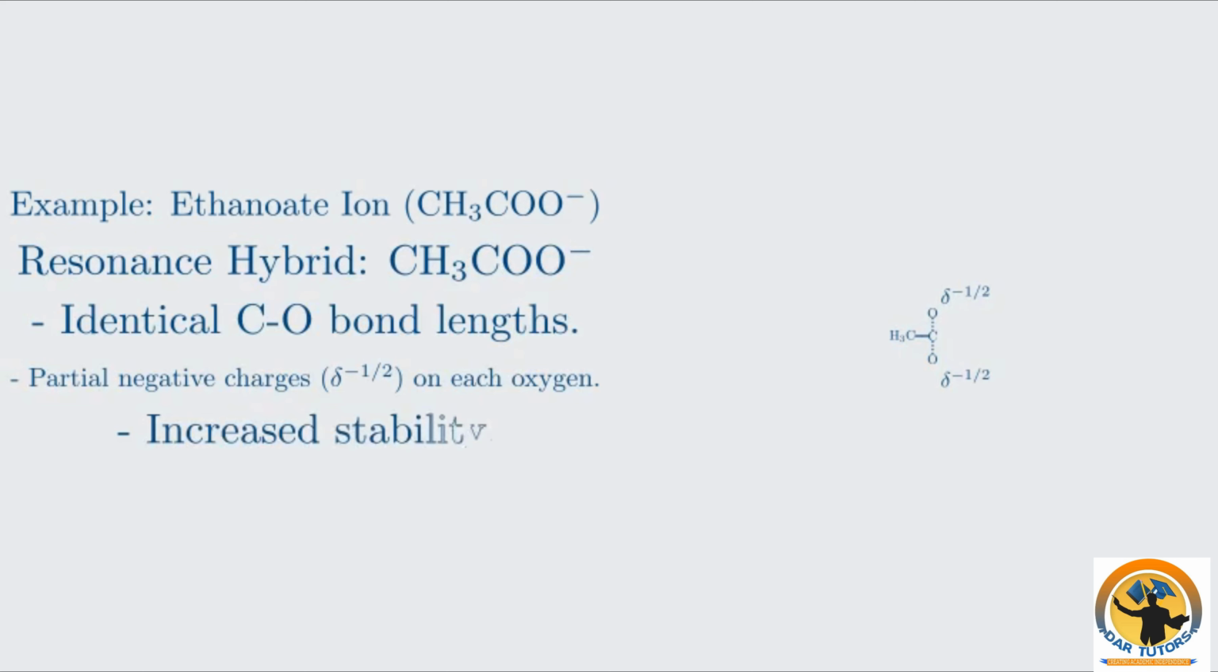This means the negative charge is delocalized over both oxygen atoms, and the 2 carbon-oxygen bond lengths are identical and intermediate between a single and double bond. This stabilization is why ethanoic acid is a much stronger acid than ethanol. The ethanoate ion conjugate base is stabilized by resonance, making it less reactive and more likely to form.